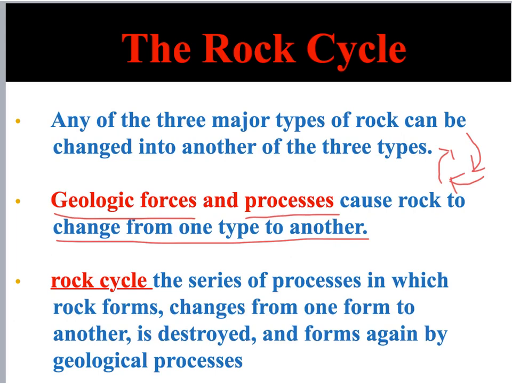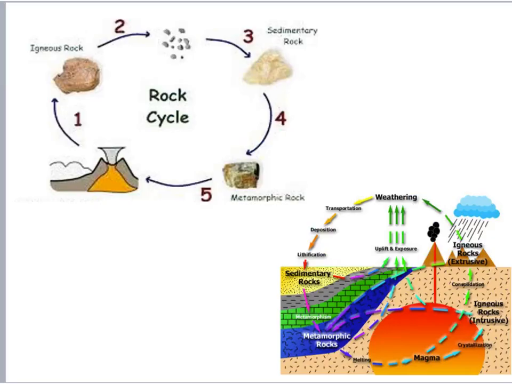So the definition of the rock cycle is the series of processes in which rock forms, changes from one form to another, is destroyed, and forms again by these geologic processes. So you may have seen the rock cycle and talked about it in other classes.